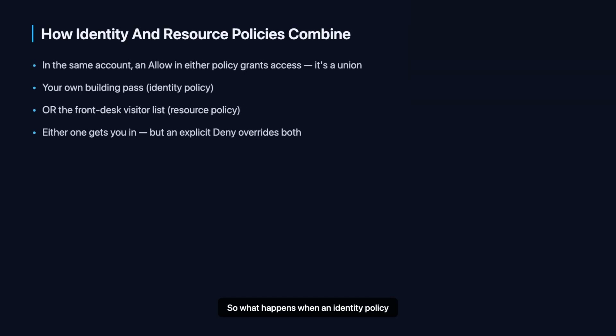So what happens when an identity policy and a resource policy both apply? Within the same account, they combine as a union, and an allow in either one is enough to grant access. Picture getting into a shared office building. You can get in with your own building pass, which is the identity policy. Or you can get in by being on the tenant's approved visitor list at the front desk, which is the resource policy. Either one opens the door. But if your name is on the do not admit sheet, an explicit deny, that overrides both and you're not getting in no matter how many lists say yes.